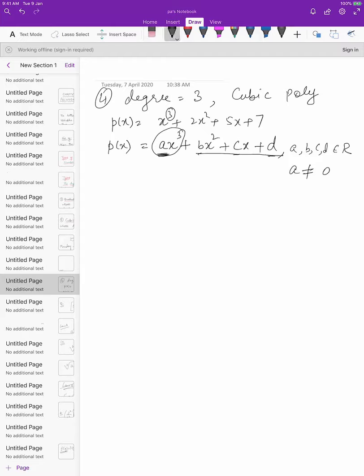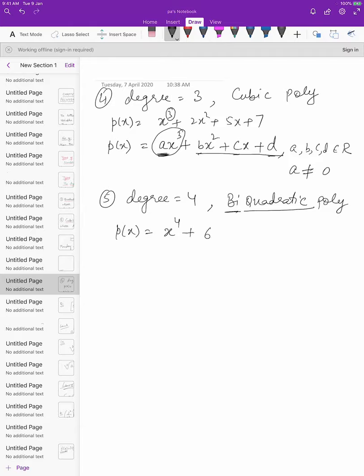Okay. Next is, if the degree is equal to 4, then the polynomial is known as a biquadratic polynomial. Biquadratic. When the degree was 2, we used to call it a quadratic polynomial. When the degree is 4, we call it a biquadratic polynomial. For example, any expression having degree 4 is also a biquadratic polynomial, because here the degree is 4, or it can have any number of terms, but the highest power should be 4.